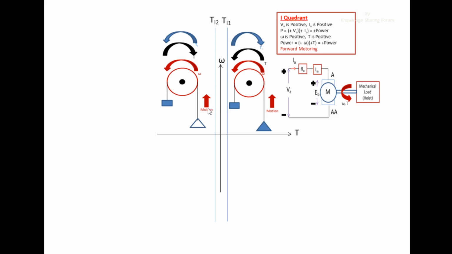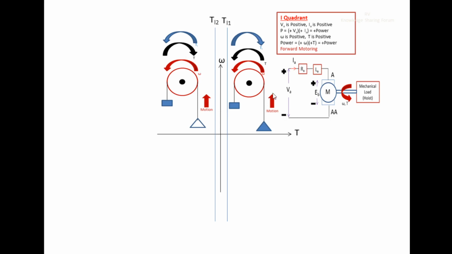Now our objective is to stop this motion, or brake this motion, or oppose the motion. The motion is in the upward direction. If we want to oppose the motion, we have to give the torque in the opposite direction. Because here torque is the energy which is able to stop the motion or oppose the motion.